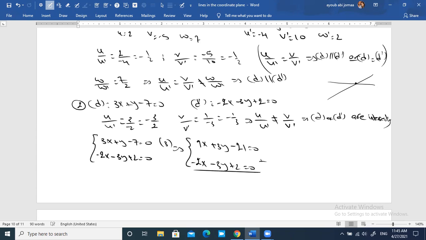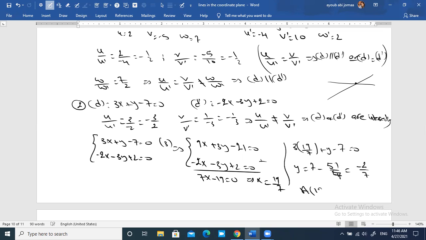Add the two equations. Then you get 7x minus 19 equals 0, x equals 19 over 7, and then replace in any of these two equations. Let's say replace in equation 1: 3 times 19 over 7 plus y minus 7 equals 0. Then y is equal to 7 minus 57 over 7, which is equal to negative 8 over 7. So the point of intersection, let's say A, has coordinates 19 over 7, negative 2 over 7.